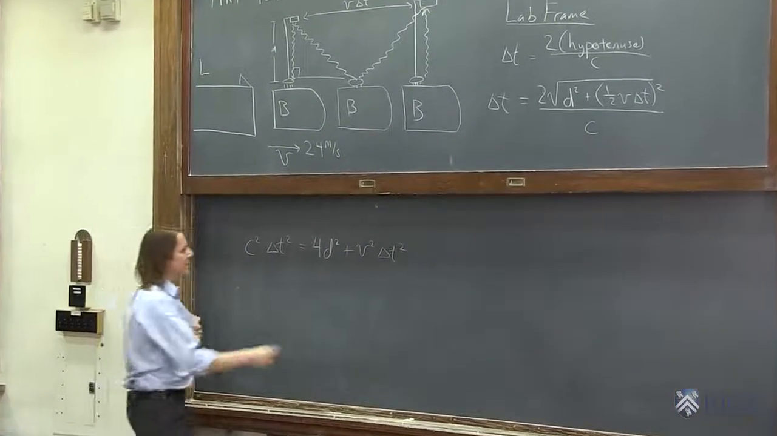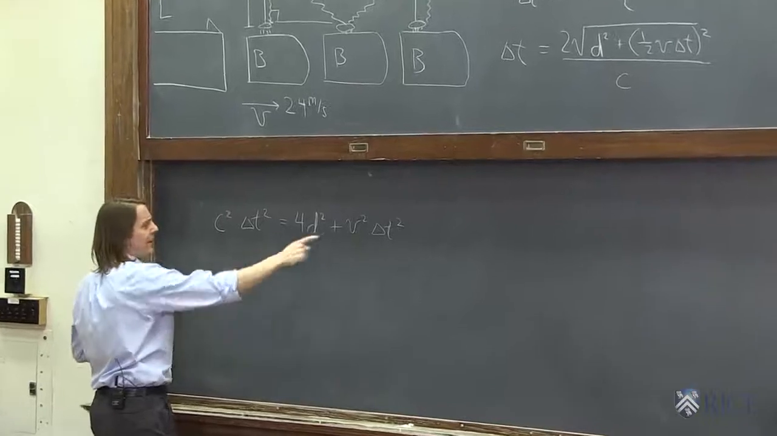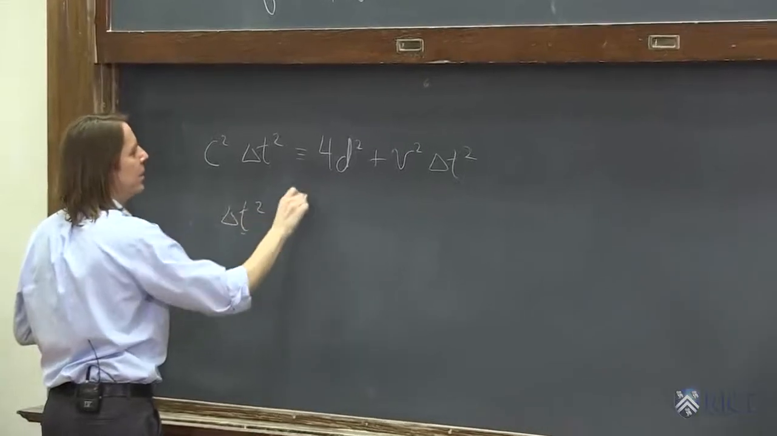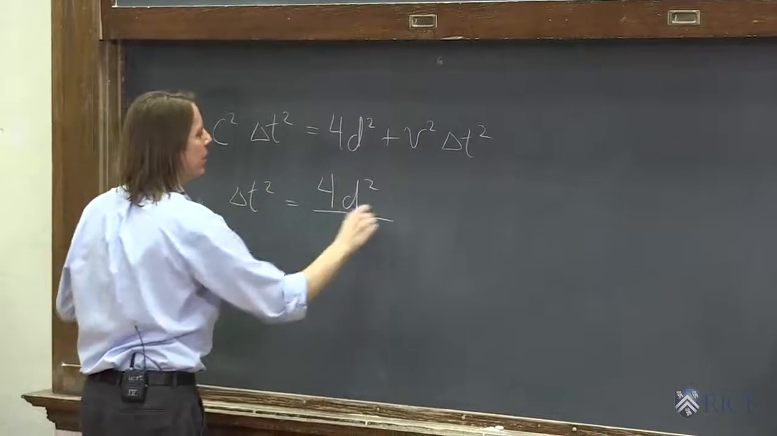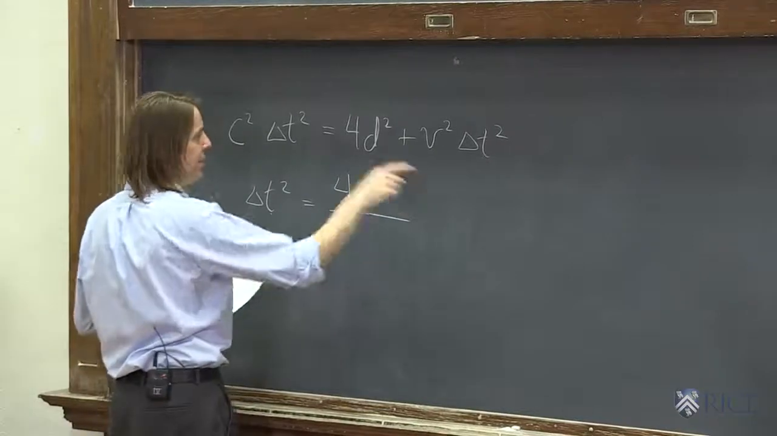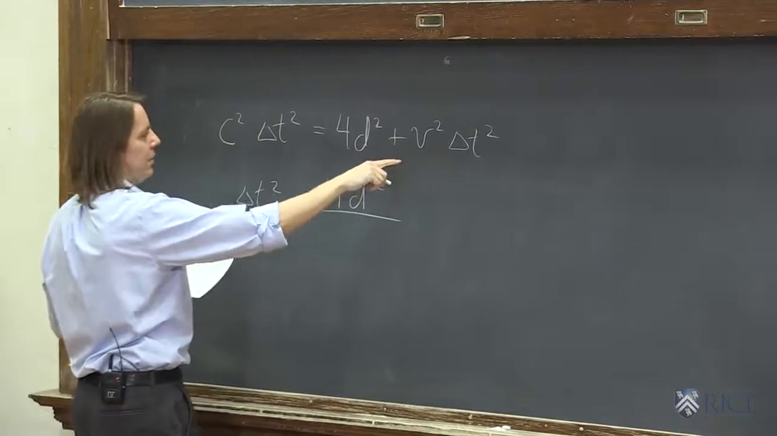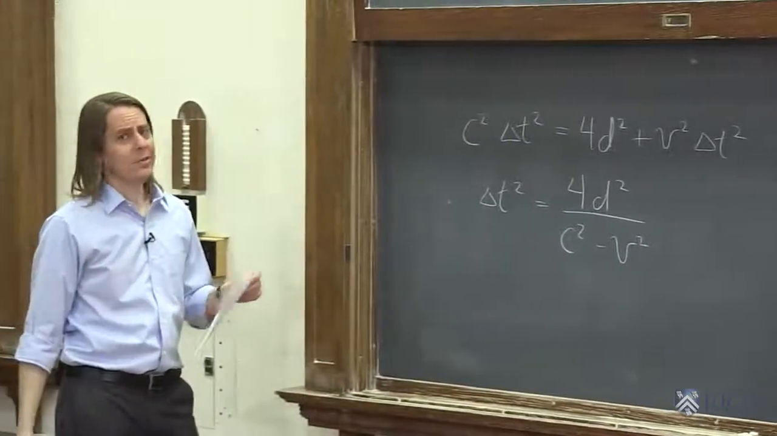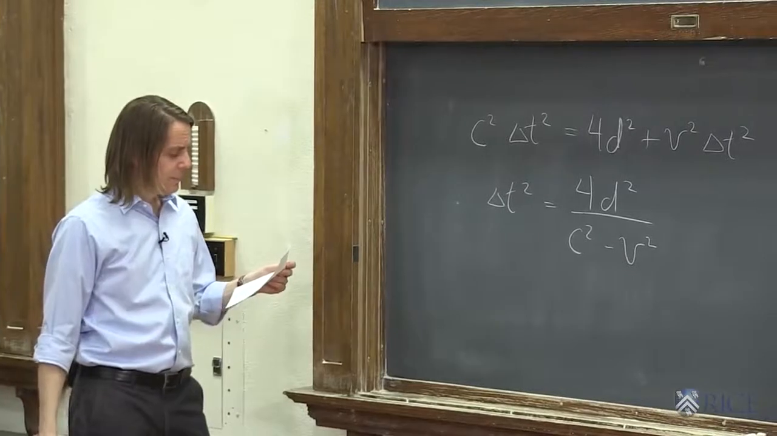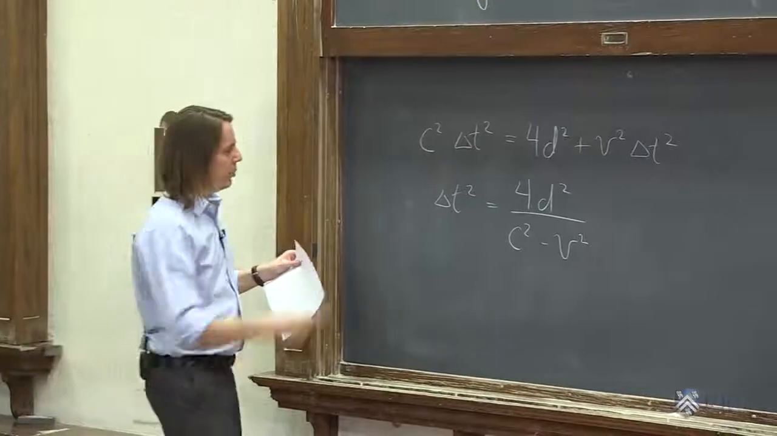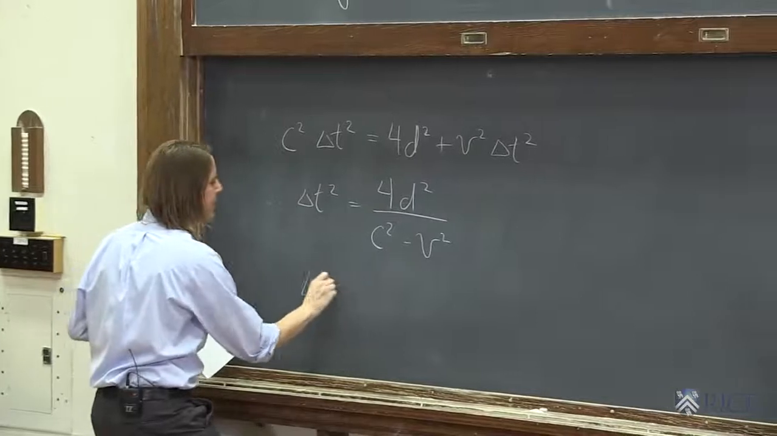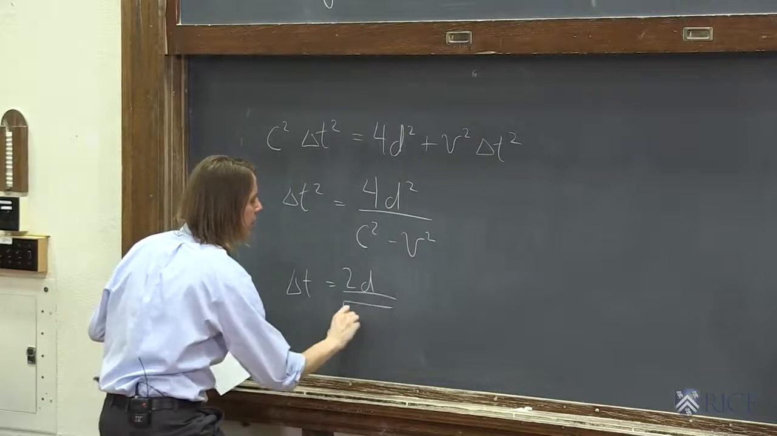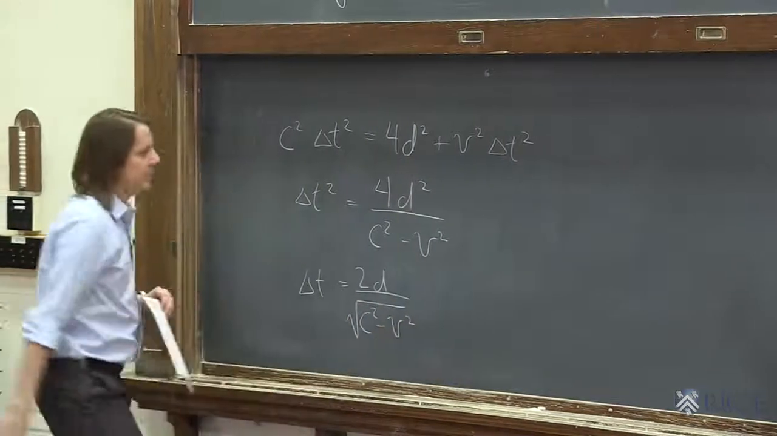So we're solving for delta t squared. So I'm going to bring it over here and then divide by what? c squared minus v squared. So that's why I'll get delta t squared is 4d squared over, make sure I'm not making a mistake here, over c squared minus v squared. Right. See, it's just algebra. It's just confusing algebra. And then let's see, we'll take the square root to get delta t. Delta t equals, let's see, 2d over the square root of c squared minus v squared.